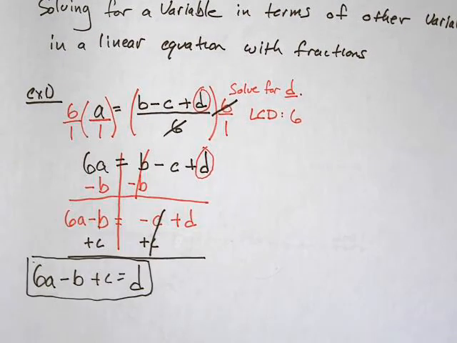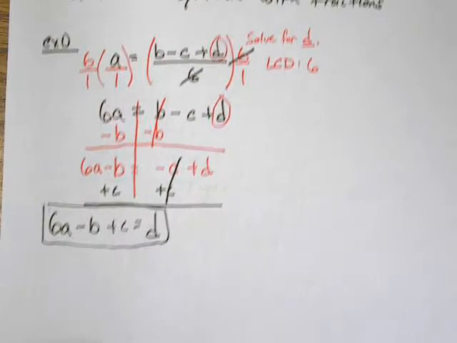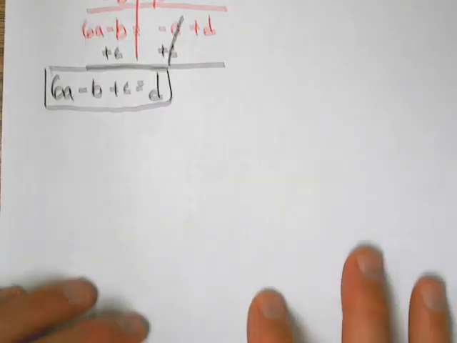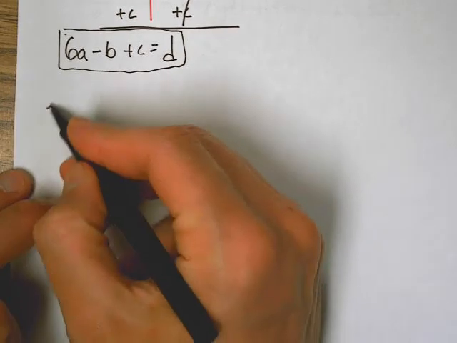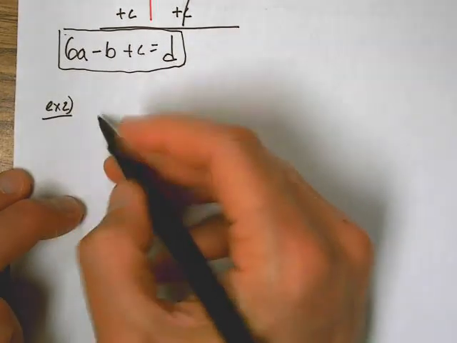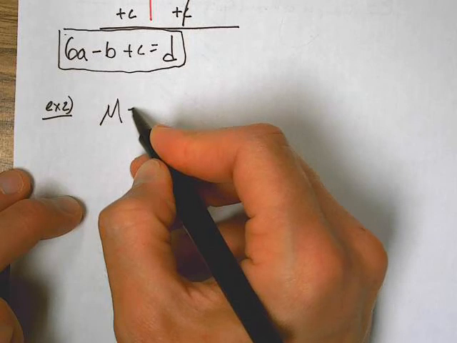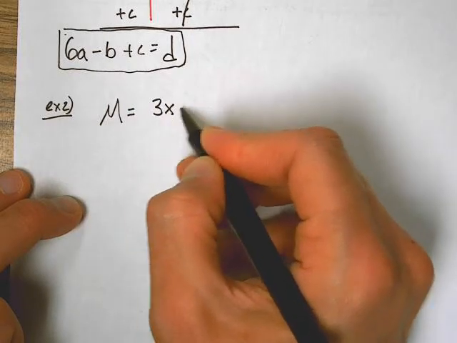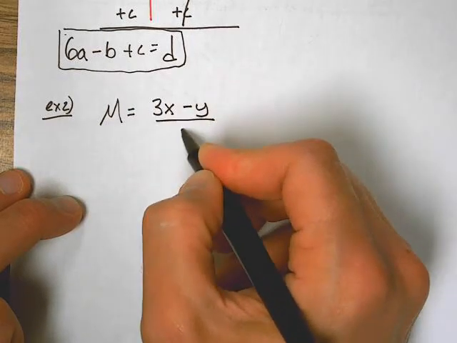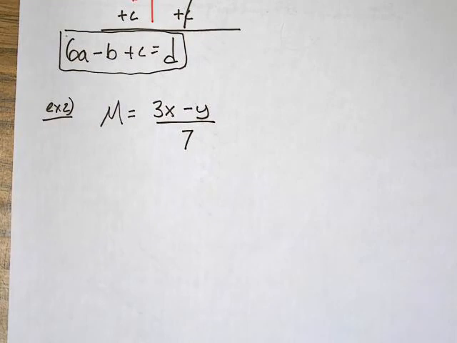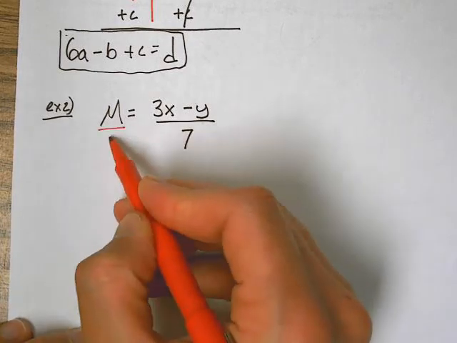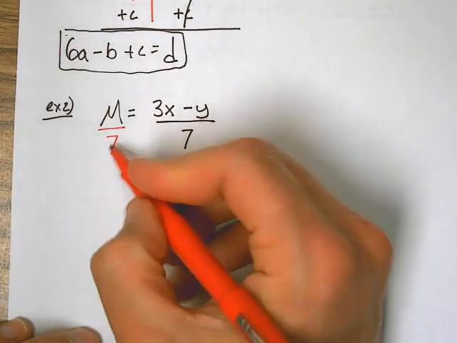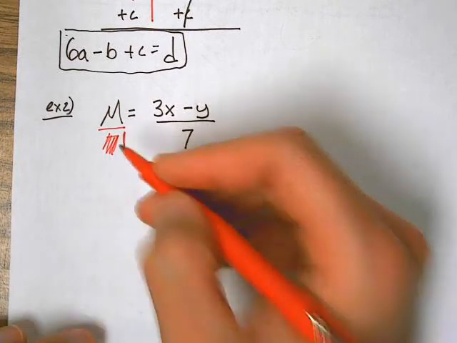So there's one example. I'm going to show you one more example just because it might be worth seeing two at work here. Let's call this example 2. And let's say I have capital M equals 3x minus y over 7. This is similar, maybe even easier. Again, I have a fraction and I want to get rid of the fraction, so I'm going to multiply both sides. Oops, that's supposed to be just M over 1. I was trying to make that into a fraction.